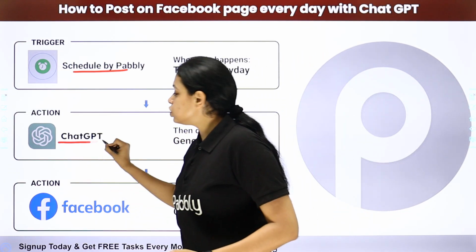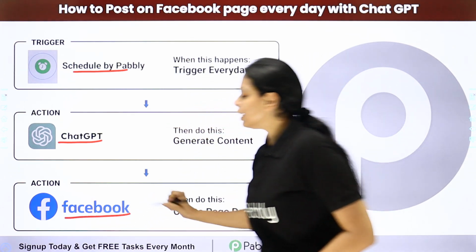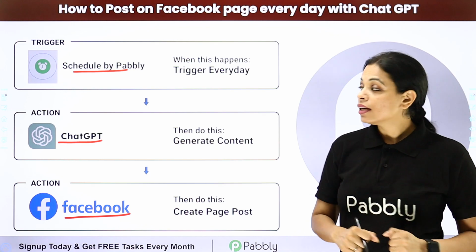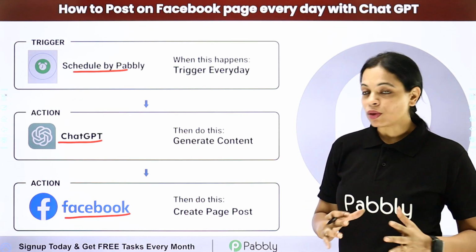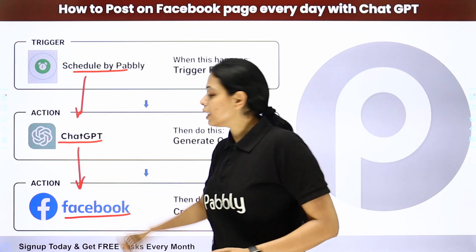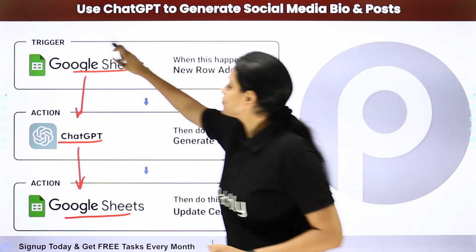Then with the help of ChatGPT, you would be able to generate the content, and then it would be posted as a post on Facebook or any other social media platform. So you have saved a lot of time, right? How have you done this? By integrating these applications with the help of Pabbly Connect. Now I'm going to show you another example.